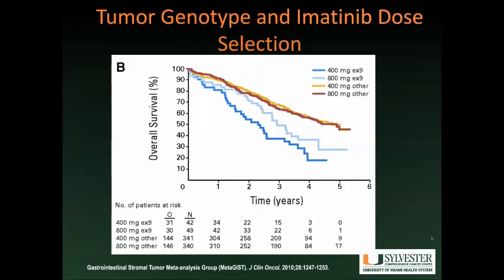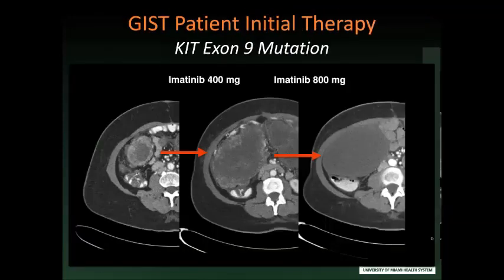So what we do in our practice, when we do have this data, is we don't start at 800. We typically start at 400 and slowly escalate to 800 milligrams or 600 milligrams, or the highest dose that the patient can tolerate with a reasonably good quality of life. But this is overall survival data, so I think it's critical to know this information.